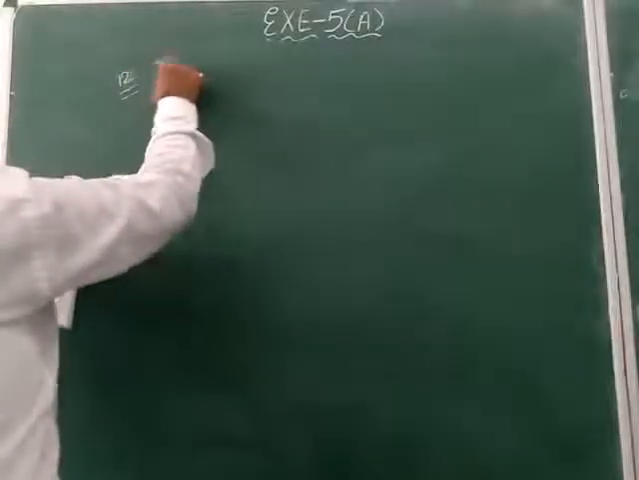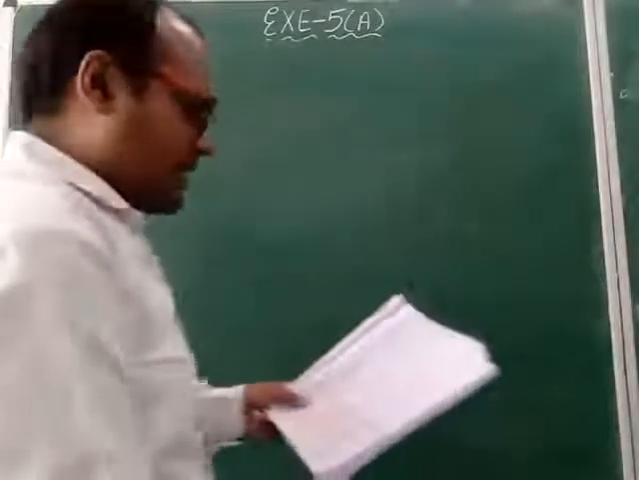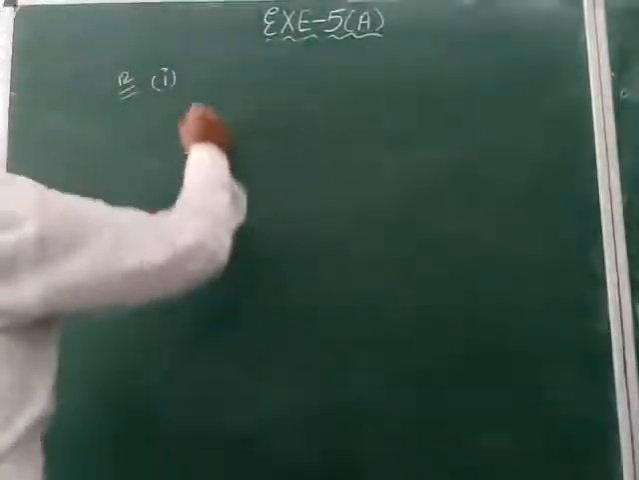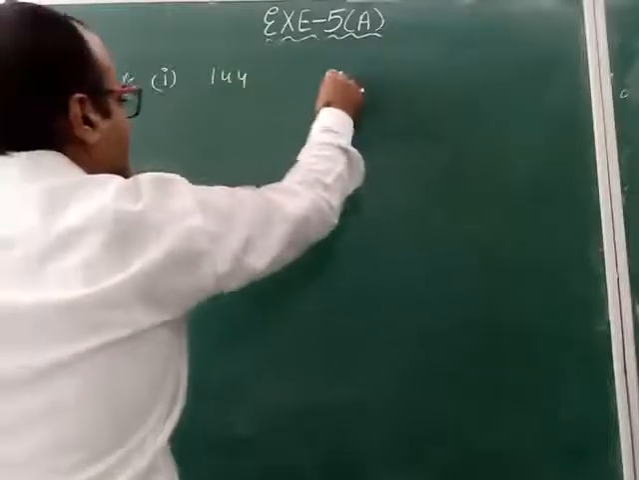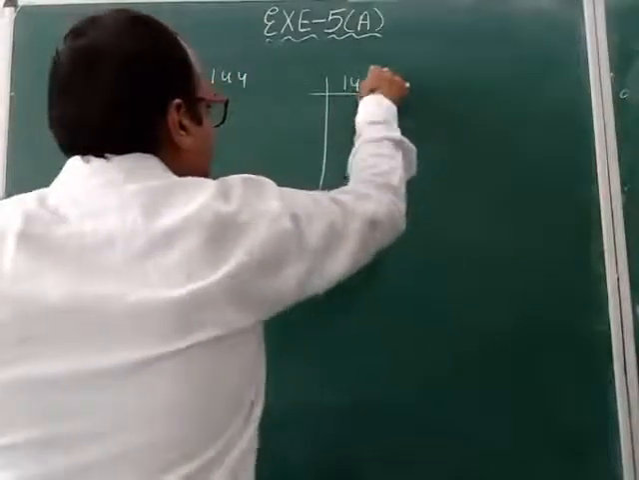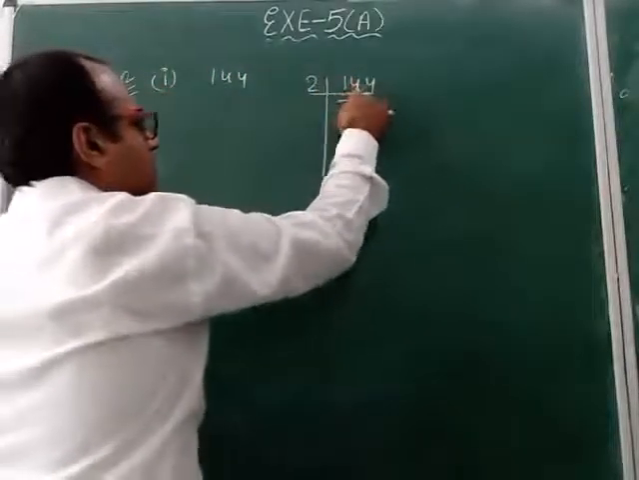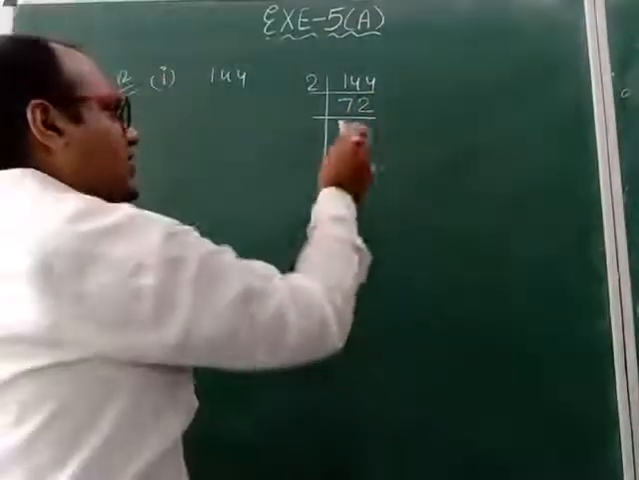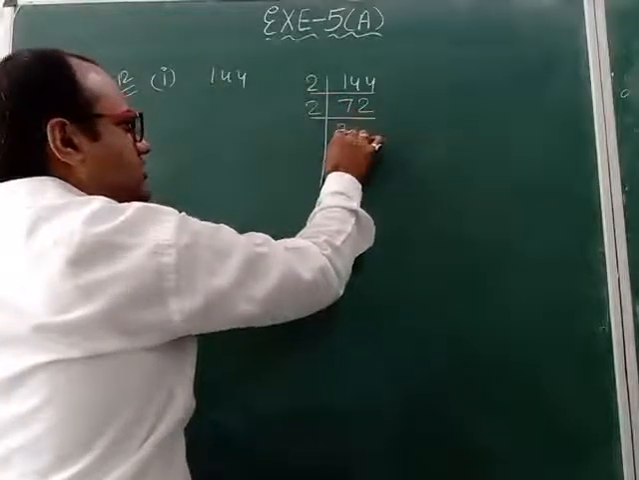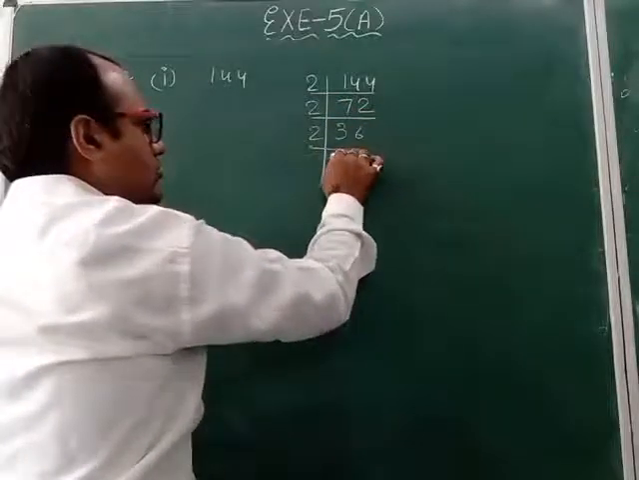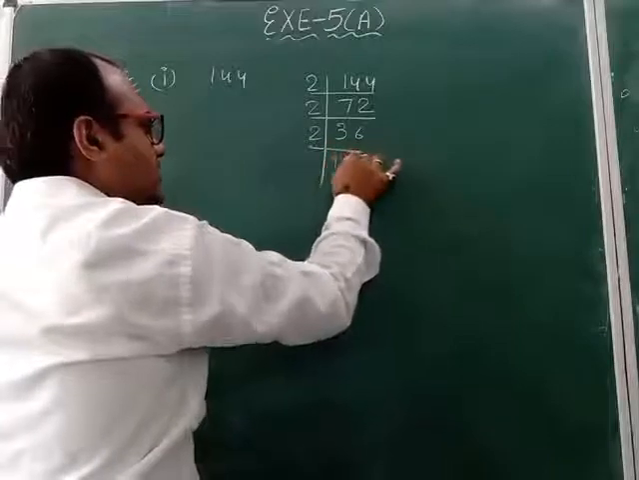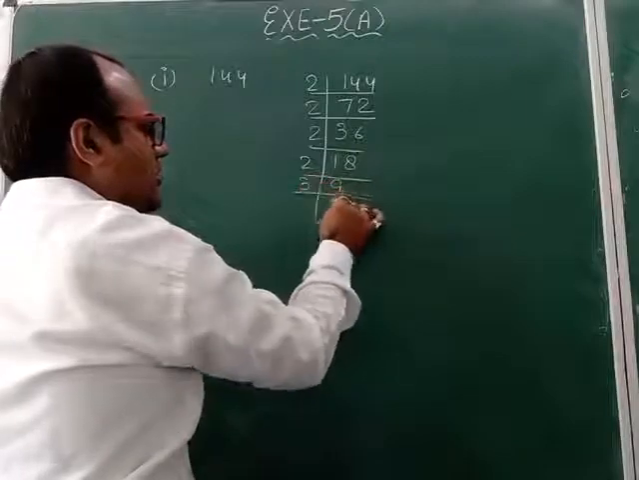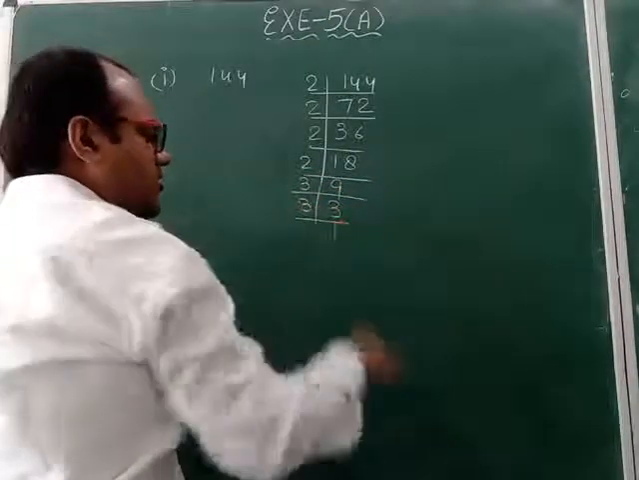First part, the heading of the question is: write either as a square or as a cube. First part, 144. We have to find the prime factors first. With the table of 2 we will do: 2 7s are 14, 2 to the 4. First of all we have to divide with a smaller number. Now again we will try with 2. 2 3s are 6, 2 6s are 12. Again we have to do with 2. 2 1 is 2, 2 8s are 16. 2 9s are 18. Now it is not divisible by 2, so we will divide it with 3. 3 3s are 9, 3 1s are 3.